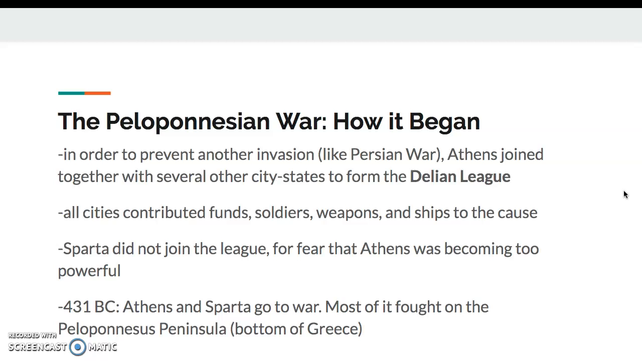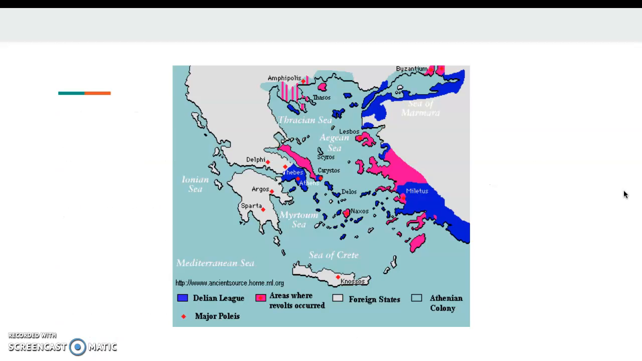In 431, Athens and Sparta go to war, most of it fought at the Peloponnesian Peninsula, which is at the very bottom of Greece. So down over here. You see, the blue is where the Delian League had control, compared to the gray, which would be the foreign states, and the pink is where the revolts and major fighting took place.